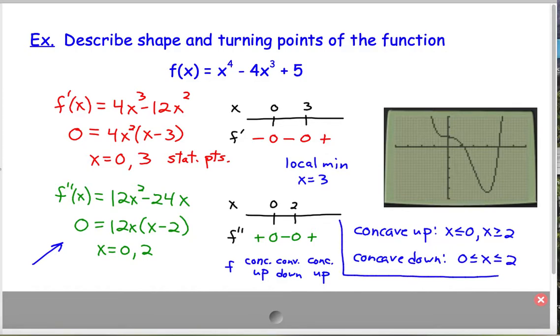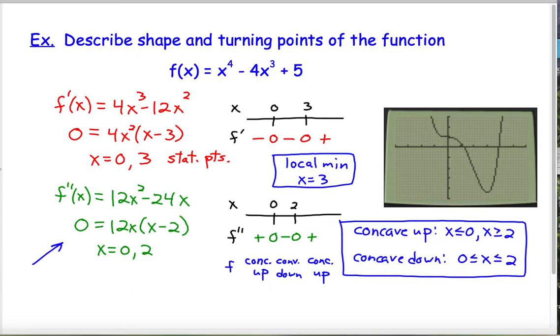And so that describes the shape and the turning points of our function. Not so bad. Understanding the concept, putting all this together, is the tough part. The math involved is not very tough: finding a first and second derivative, factoring, setting it equal to 0, the sign charts. That's not really difficult. It's putting it all together, and I think looking at the picture then you can see this is exactly what we found out.